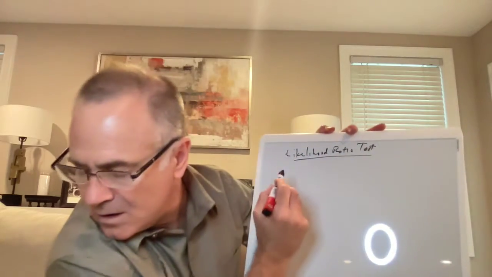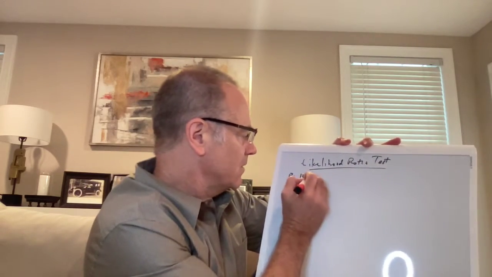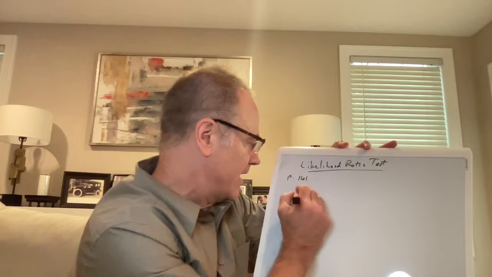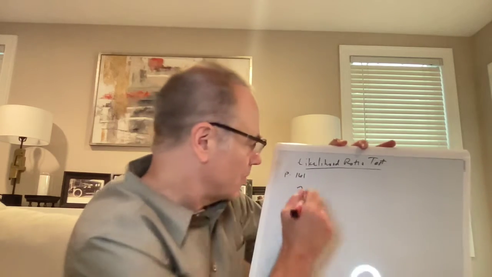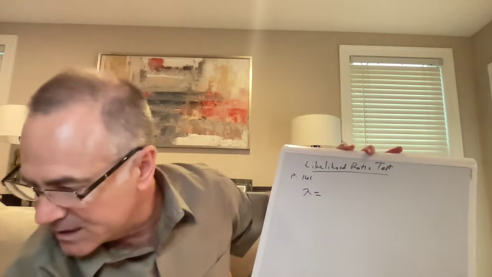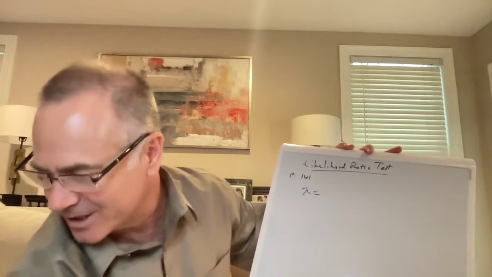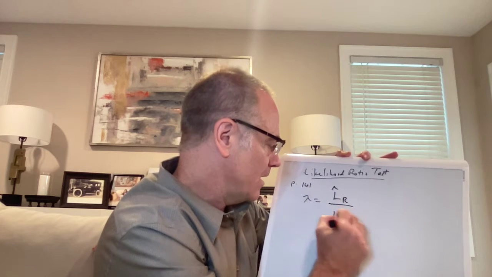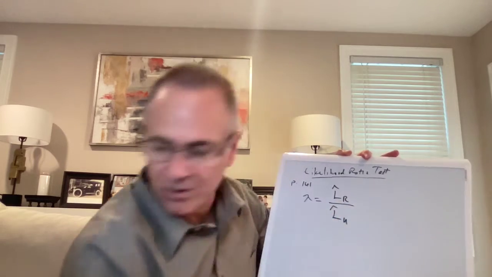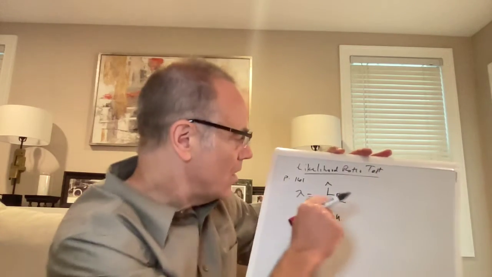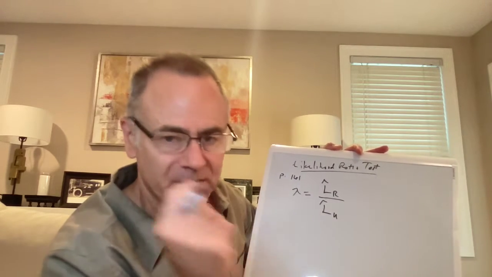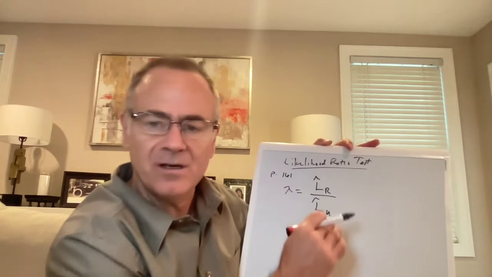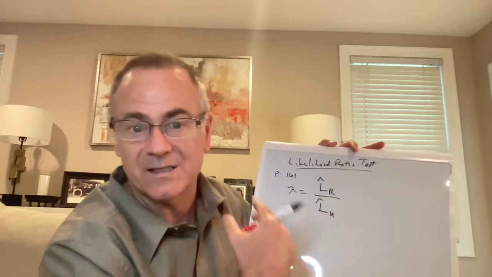This is in your reading. It's on page 161 of Green. The first thing that Green does is define lambda. This is a term he's going to use for the likelihood ratio test, and this is just the ratio of what he calls L hat R and L hat U, where R means restricted and U means unrestricted. So this is the likelihood under a restriction versus the likelihood when it's unrestricted.